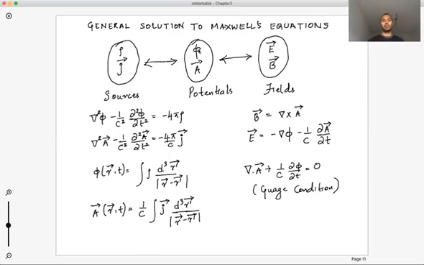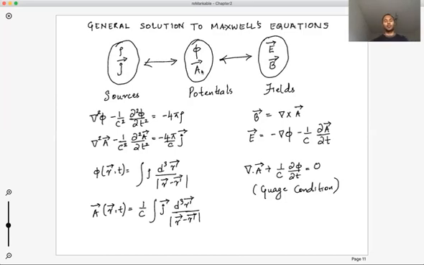So phi is a scalar field. By that I mean phi can vary with space, and it can vary with time. It's just a scalar field, and A is a vector field. A is basically a vector at every point in space and at every given instant in time. Just like E and B, they vary with time and they vary with space.